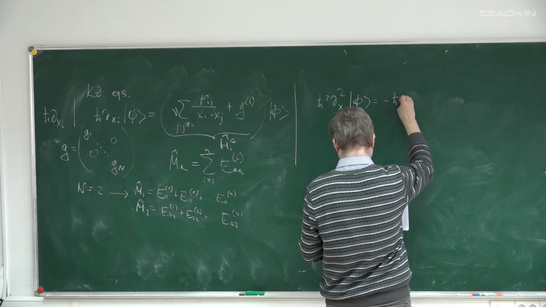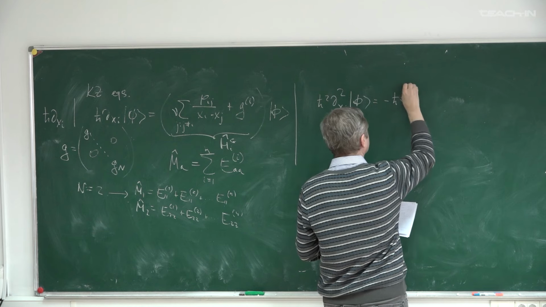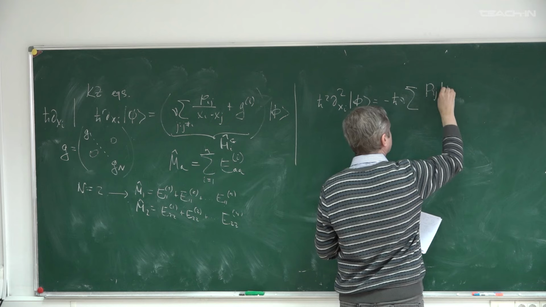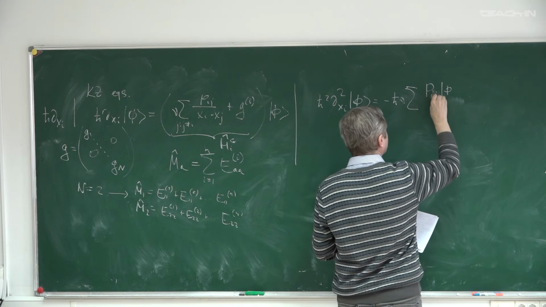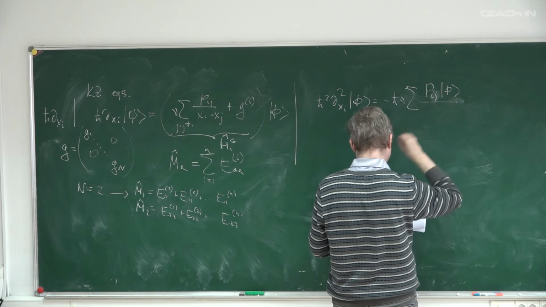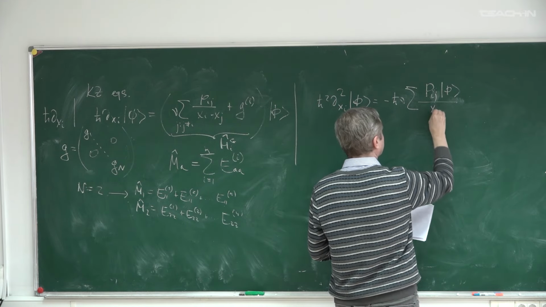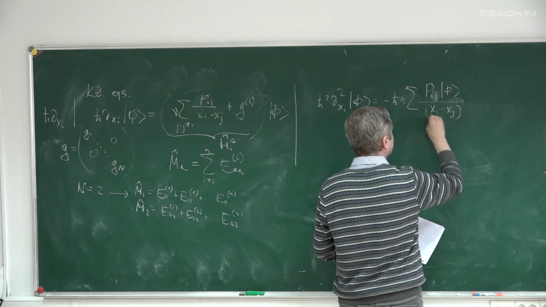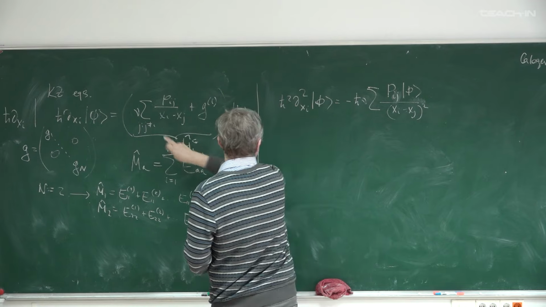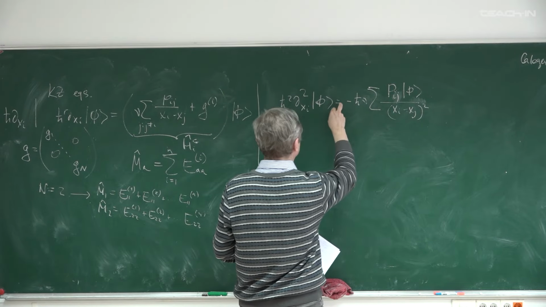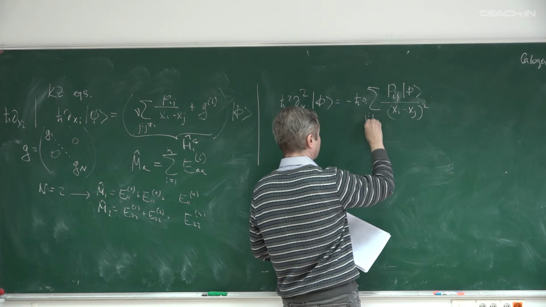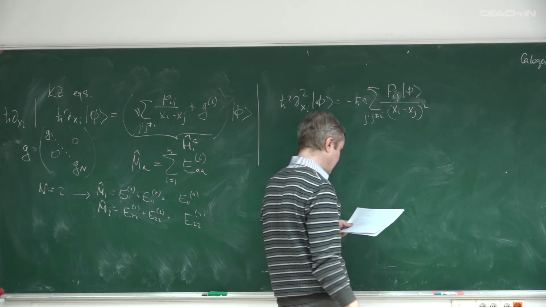Then we have the following term, which comes from derivation of this bracket. And here we have xi minus xj squared. This is because we act to this xi. And this is why we also have minus here. This sum is over j. J is not equal to I.